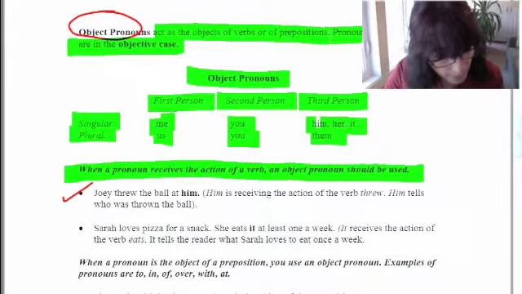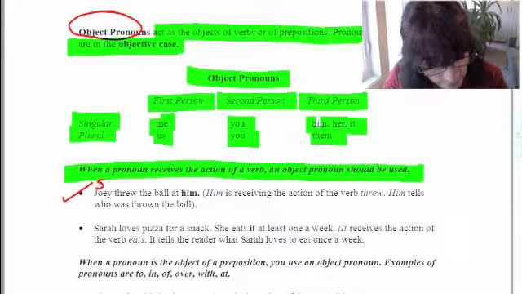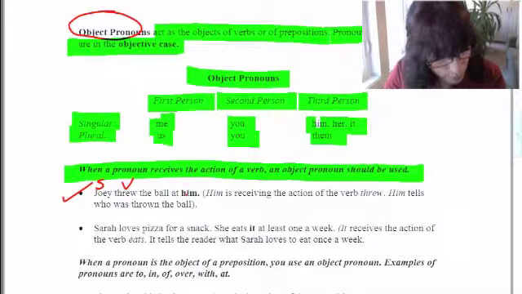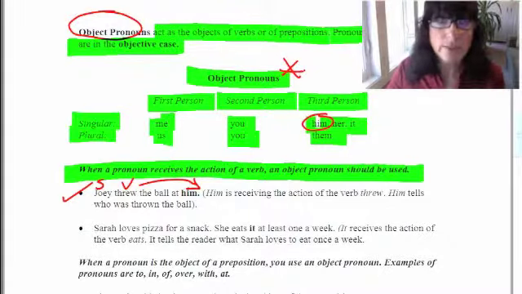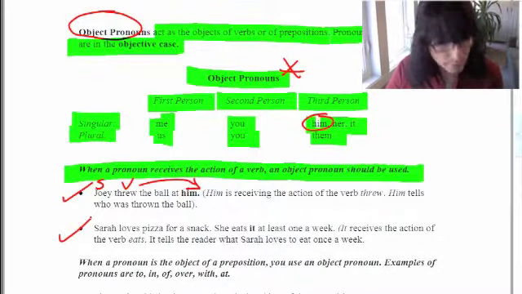Joey threw the ball at him. Okay, Joey is the subject. The verb is threw. He threw the ball. Where did he throw it? At him. So him is receiving the action of the verb threw. So that's why it's in the objective form. Him tells who was thrown the ball. So him is in the third person of an object pronoun. It's no longer taking a subjective form, it's objective.